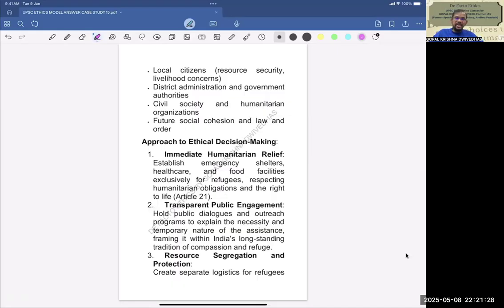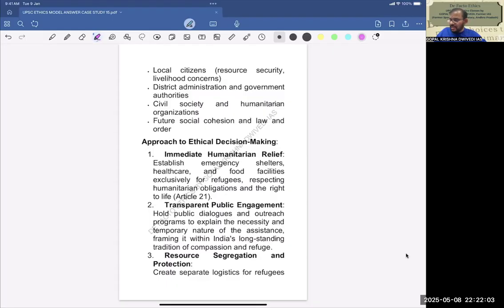Then civil society and humanitarian organizations, because they always watch what is happening and why it is not happening as per law, rules and government instructions. This is also important. Then future social cohesion and law and order. This is again at stake in the district, because if law and order problems come or social cohesion is disturbed, definitely the whole problem will be there. Now, what should be the approach to ethical decision making? Let us go step by step and see what can be done in this situation.